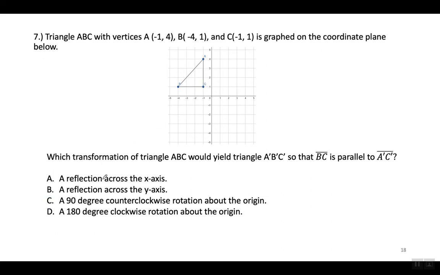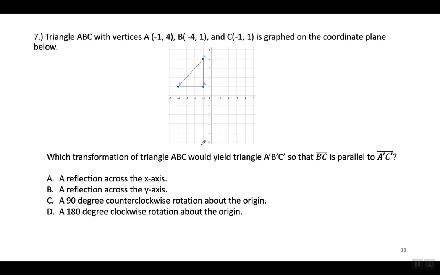And using the same concept, let's just look at the last answer, which is wrong. But again, on the exam, the answers are not in this order. So I just want to make sure you understand why D is wrong. D says a 180-degree clockwise rotation about the origin.